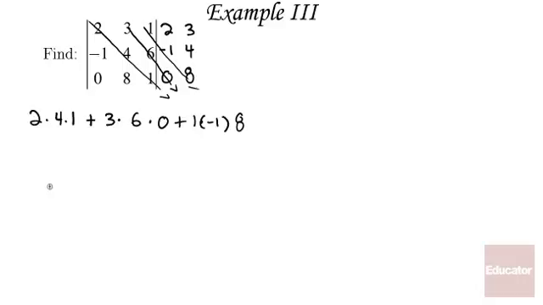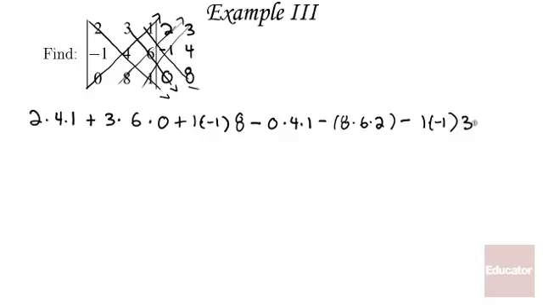Then I'm going to start at the lower left down here, and I'm going to find the product of those diagonals, and this time I'm going to subtract. So minus 0 times 4 times 1. Then I'm going to subtract the product of this next diagonal, which is the product of 8, 6, and 2. Then the next diagonal, subtract that product, which is the product of 1 times negative 1 times 3.